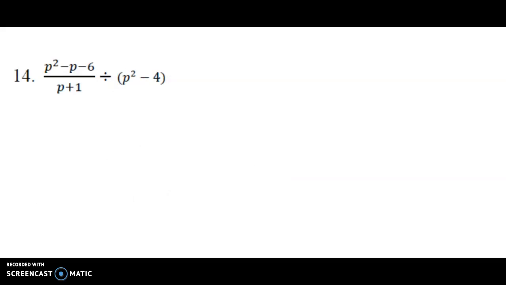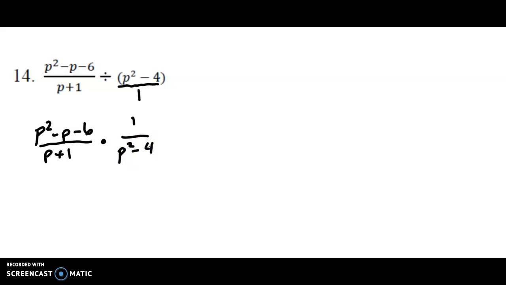All right, number 14. (p squared minus p minus 6) over (p plus 1) divided by (p squared minus 4). First thing I want to do is make this a fraction, so I'm going to put it over 1. And then I'm going to rewrite it as a multiply problem. So p squared minus p minus 6 over p plus 1 times the reciprocal, 1 over p squared minus 4.